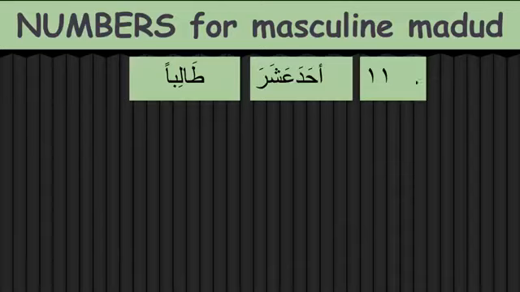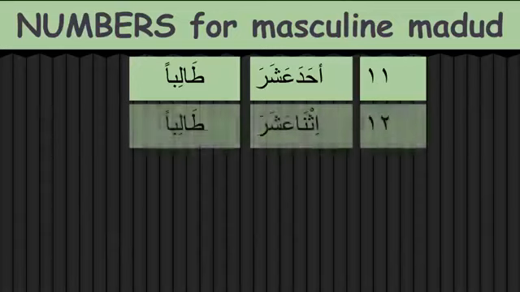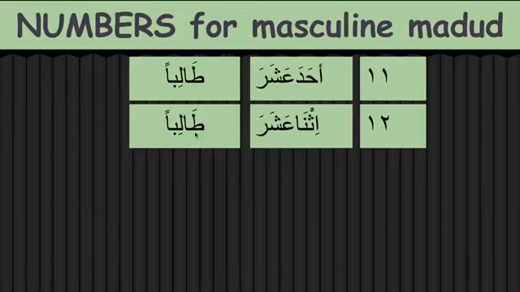For example, if we say 11, everything will be in the same group. It's same like us, when we are 11 years old, 12 years old, we'll try to be with boys and like to play with girls. The girls try to be with girls and boys try to be with boys. So same thing here, everything will be of same group. 11, 12, ahada ashara taliban, ithna ashara taliban.